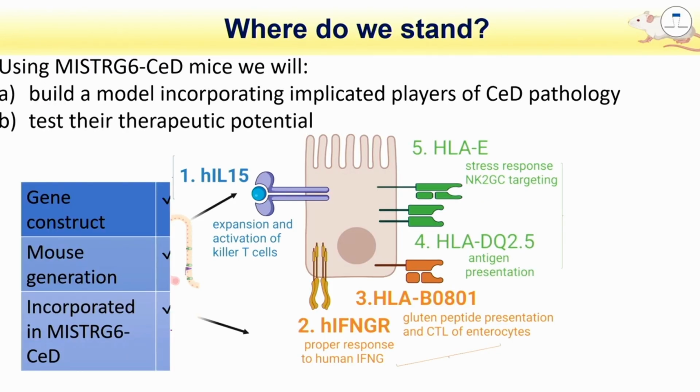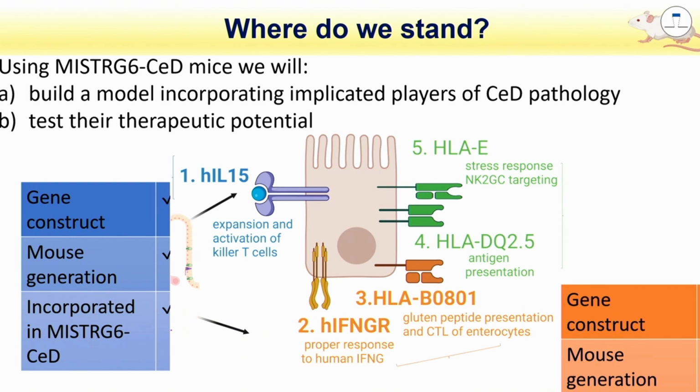So last slide, where do we stand with this whole thing? We've made the mice which have IL-15. We've incorporated that into Mr. G. I just showed you the result. It works, basically. Next, we've put in the gene for the interferon gamma receptor. That's been made. We have the mouse, and it looks like it's working.